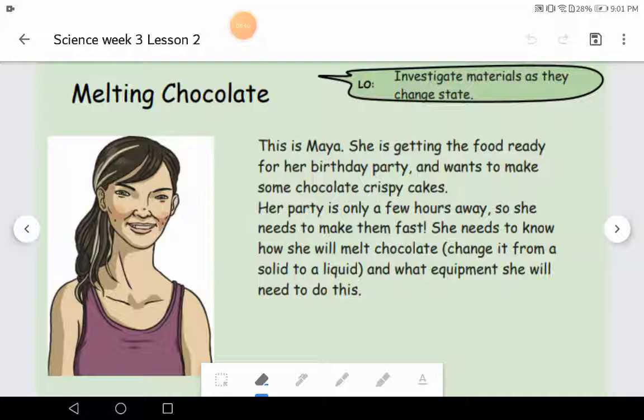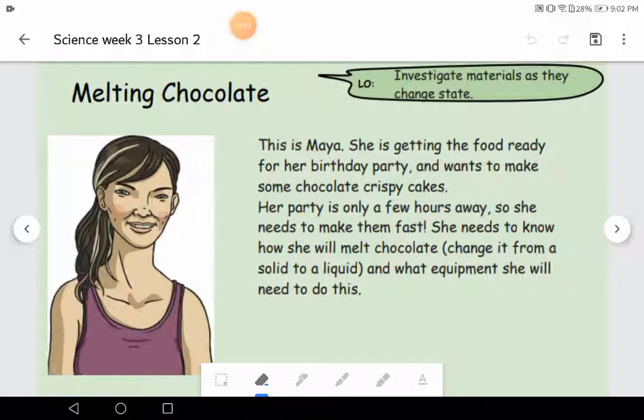This is Maya. She is getting the food ready for her birthday party and wants to make some chocolate crispy cake. Her party is only a few hours away, so she needs to make them fast. So, she needs to know how she will melt chocolate, change its form from a solid to a liquid. And what equipment will she need to do this?